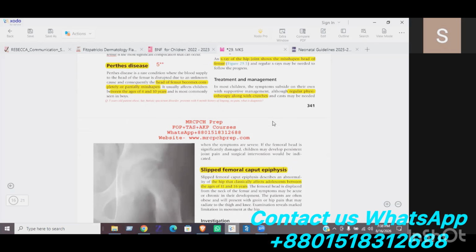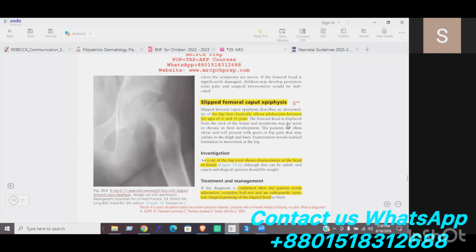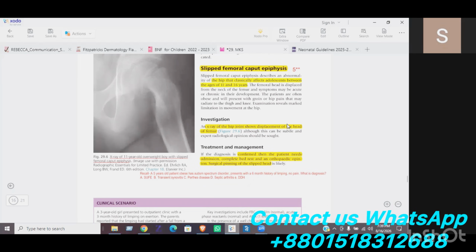This is another five-star topic: slipped capital femoral epiphysis. You can find one question from these three topics, with a diagram, and they ask the question. Slipped capital femoral epiphysis describes an abnormality of the hip that classically affects the age group. Remember it. The femoral head is displaced from the neck of the femur, in symptoms acute or chronic development. This is the most important.